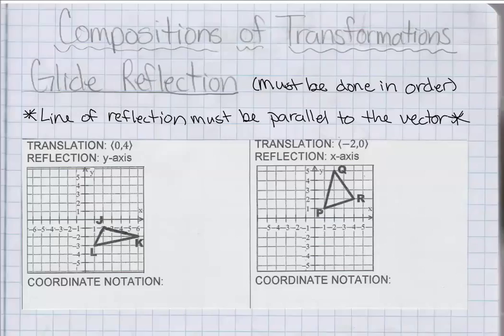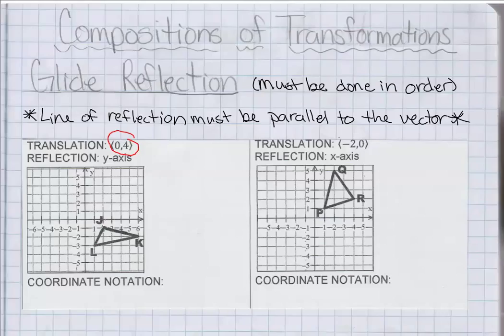Okay, so the very first thing we have to do, and honestly this would be easier if you guys use the colored pencils or markers rather than using your pencil, because you can see which one did what. So the very first thing we're going to do is we are going to translate JLK up 4. So we're going to take each of those points and move them up 4.